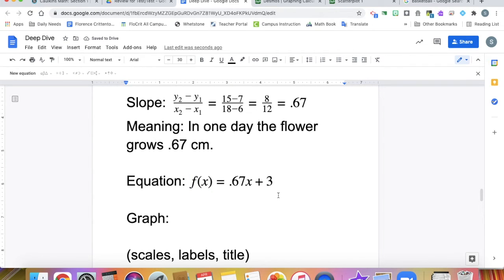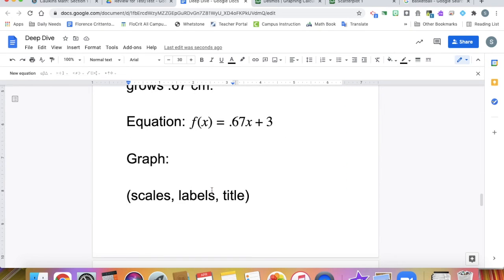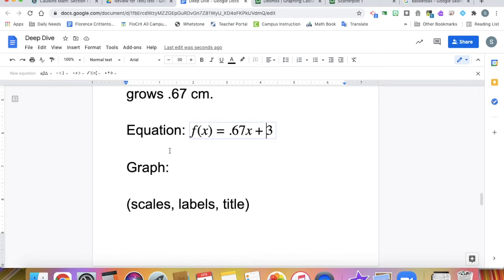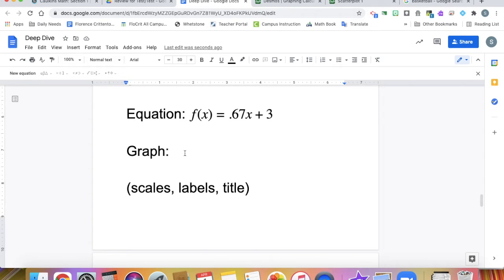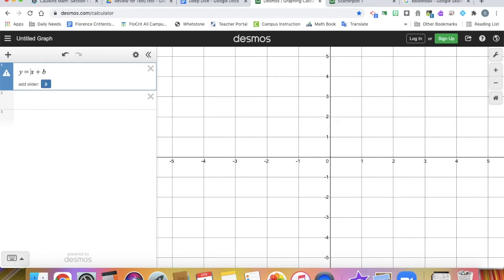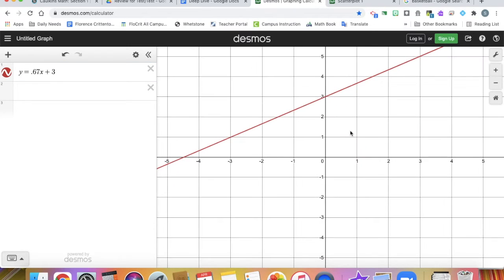If you didn't know that and they only gave you these 2 points, remember you'll have to plug in one of the points to solve for the b to figure out what it is. And then they're always going to expect you to be able to graph these linear equations. So if I come to Desmos, this specific one, the m was 0.67 and the b was 3. And this is my graph.